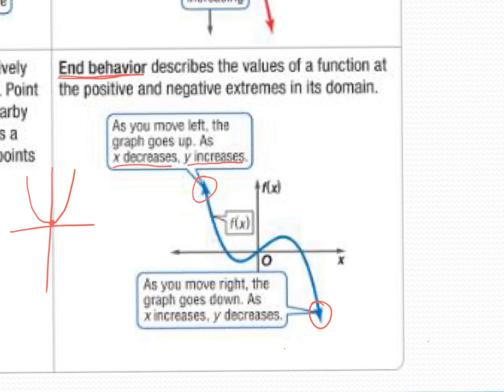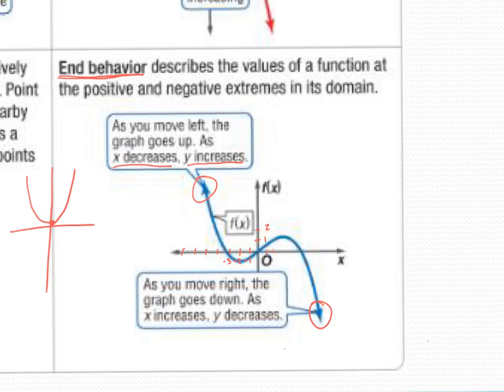So let's look at our graph. This is the negative side of our x values. We have a negative 1, a negative 2, a negative 3. So as x becomes negative, the graph is extending into the positive y's, positive 1, positive 2. So as x decreases, y increases.